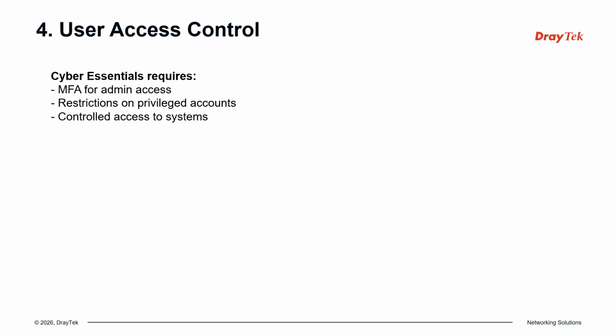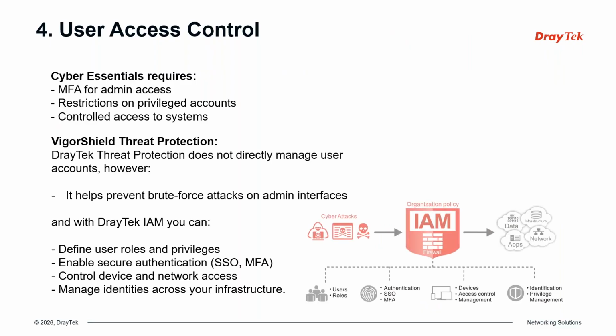And then user access control. So Cyber Essentials requires MFA for admin, restriction of non-privileged accounts, and also control to the systems. So Threat Protection doesn't directly manage that, but there's another function supported by the DrayTek routers, which is DrayTek IAM, and with that you can define user controls, privileges, enable secure sign-in, and control device and network access and manage devices across your infrastructure. So that's another function that's supported on the routers that helps with the user access control area.